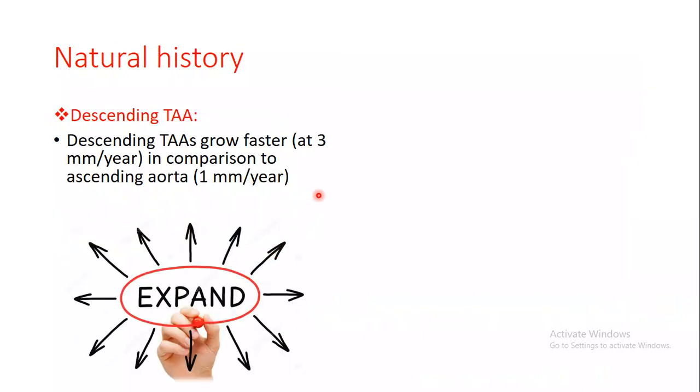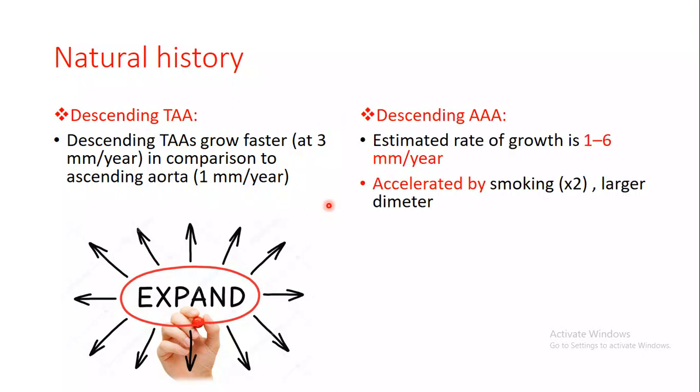Regarding the natural history of aortic aneurysm, the descending thoracic aneurysm grows faster in comparison to the ascending aorta, at a rate of 3 mm per year in comparison to 1 mm per year. The abdominal one grows even faster, up to 6 mm per year. This figure actually doubles in smokers.